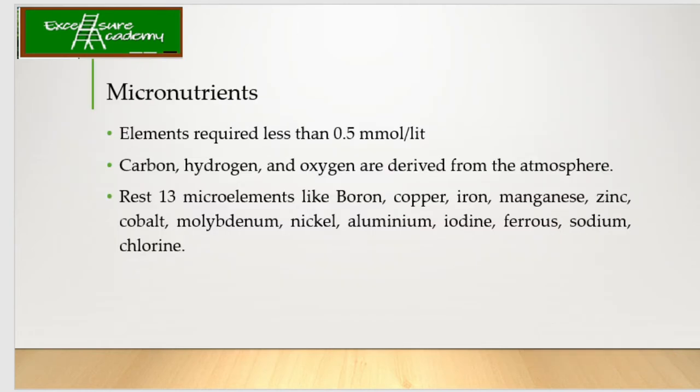Okay. So micronutrients are the elements which are required at less than 0.5 millimoles per liter. We know about carbon, hydrogen, and oxygen. These can be derived from the atmosphere, so they are not required to be provided through the soil, right? They can be taken from the air. Now, the rest are 13 microelements like boron, copper, iron, manganese, zinc, cobalt, molybdenum, nickel, aluminium, iodine, ferrous, sodium, and chlorine.